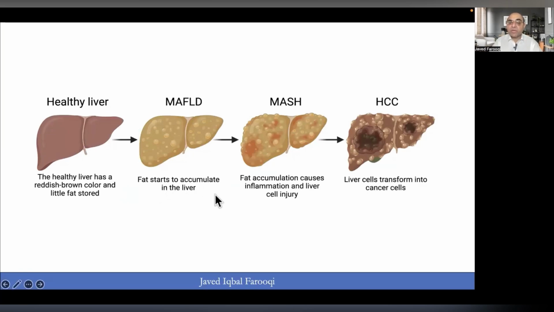When the fat starts to accumulate in the liver, this is called MAFLD, or metabolic dysfunction associated fatty liver. And when the fat accumulation causes inflammation and liver cell injury, this stage is called MASH, that is the metabolic dysfunction associated steatohepatitis. Means hepatitis because of the steatosis, and which is because of the metabolic dysfunction. And then the end of the story is that the liver cells transform into cancer cells and cirrhosis and HCC appears.